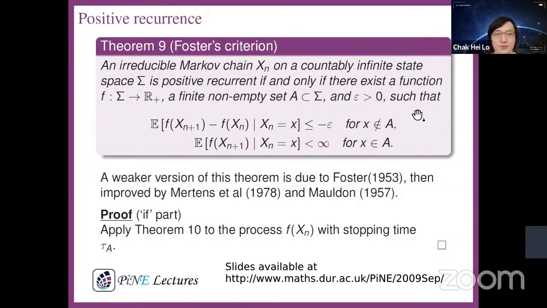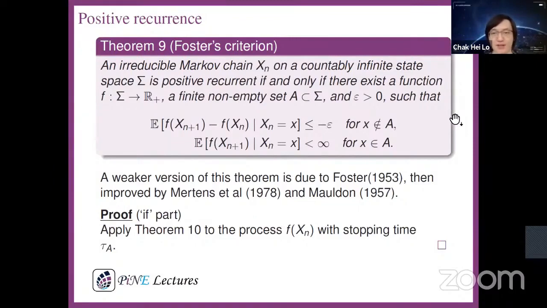Let's have a very quick recap on the last lecture. Last lecture, we ended with this theorem, the Foster criterion. This is a criterion on positive recurrence. We state that if we can find a function, an epilog function f, that satisfies these two conditions, then we can show that the Markov chain Xn is positively recurrent.